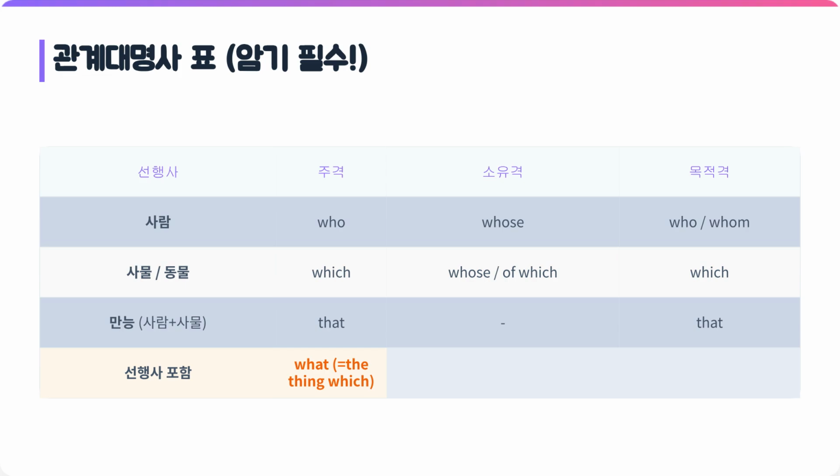This relative pronoun table is essential for memorization. It categorizes the pronouns based on the antecedent and their case, including nominative, possessive, and objective cases for people, things, and both. Note the special case of what, which includes the antecedent itself.